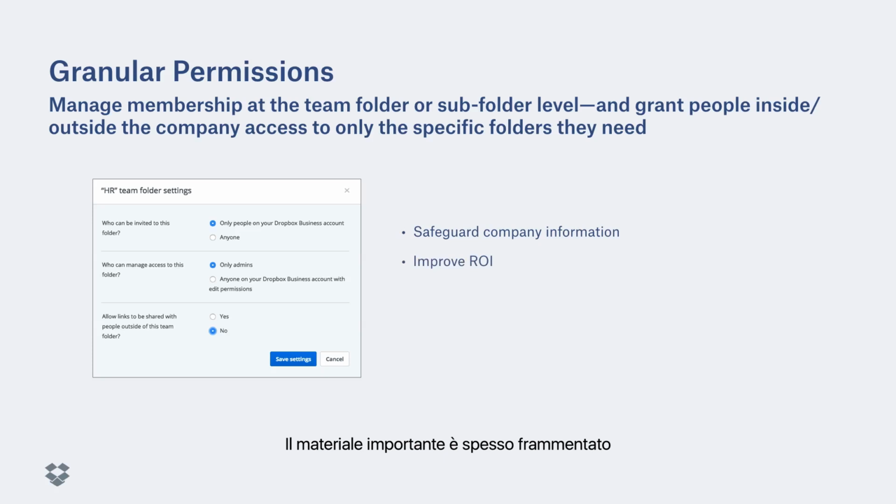Valuable materials are often scattered across different team members and locations, making them difficult to locate when needed. Granular permissions ensure the right team members have access to relevant materials and can quickly find and share the content they're working with. By providing more tactical control over content, granular permissions enable teams that work closely with external parties to collaborate more easily and securely with people outside the company.